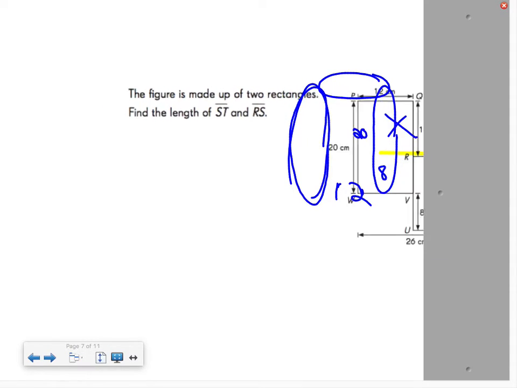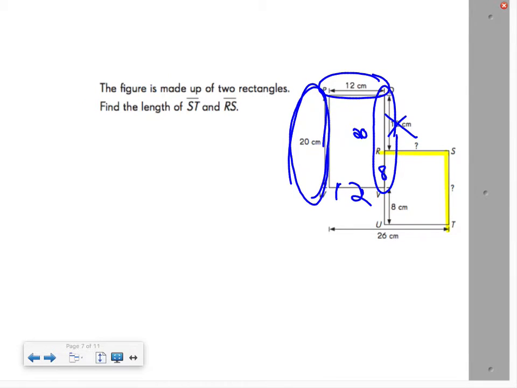So now I can look at the rest of my drawing, and if I see that this side is 8 and this is 8, I know that this question mark has to be 16 because 8 plus 8 is 16. So ST equals 16 centimeters. And now I need RS.